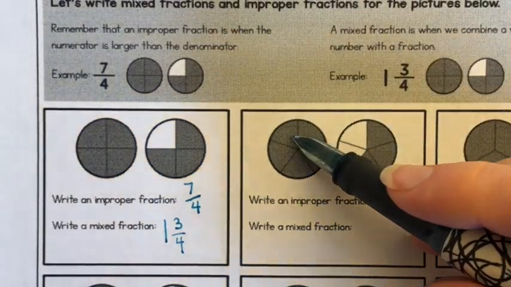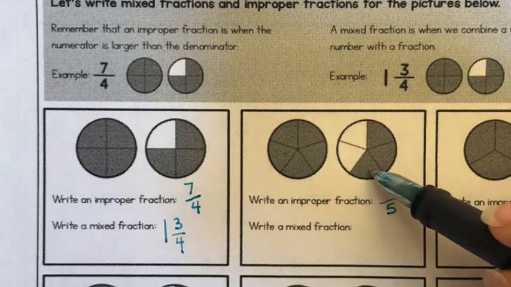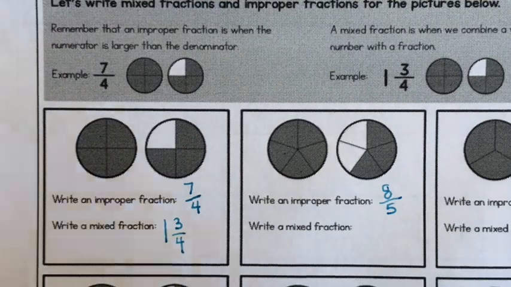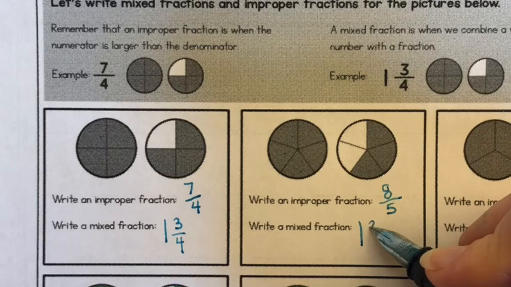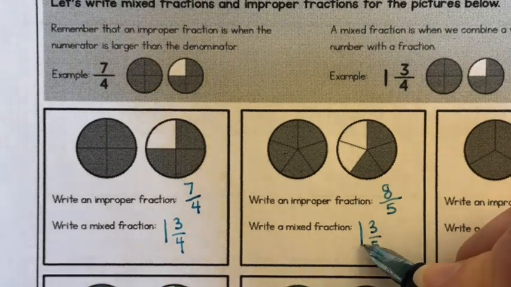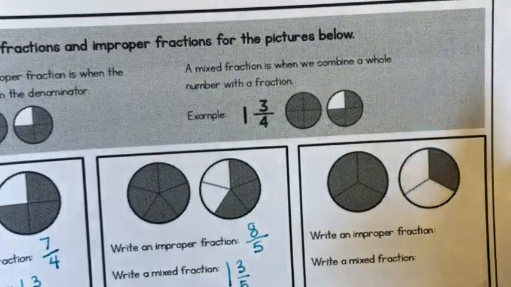The next one is write as an improper fraction. So I have 1, 2, 3, 4, 5 as my denominator. I have 5, 6, 7, 8/5. As a mixed fraction, that would be 1 whole and 1, 2, 3/5. 1 whole and 3/5. Okay, now I'm going to go on to my next one.